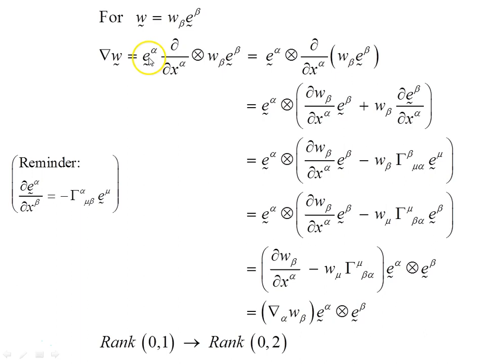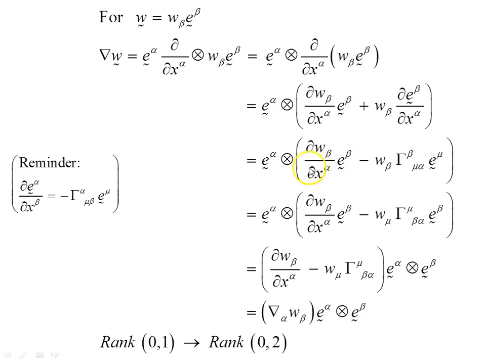Alright, the covariant derivative of a one form then is this object tensor product with this one, and when we do that, we get this. Same thing again, work this through. This time round, the partial derivative of the contravariant basis vector with respect to the coordinates x alpha is equal to this object over here. Just a reminder, it's negative gamma alpha mu beta e mu. And when we put that in there, we get this.